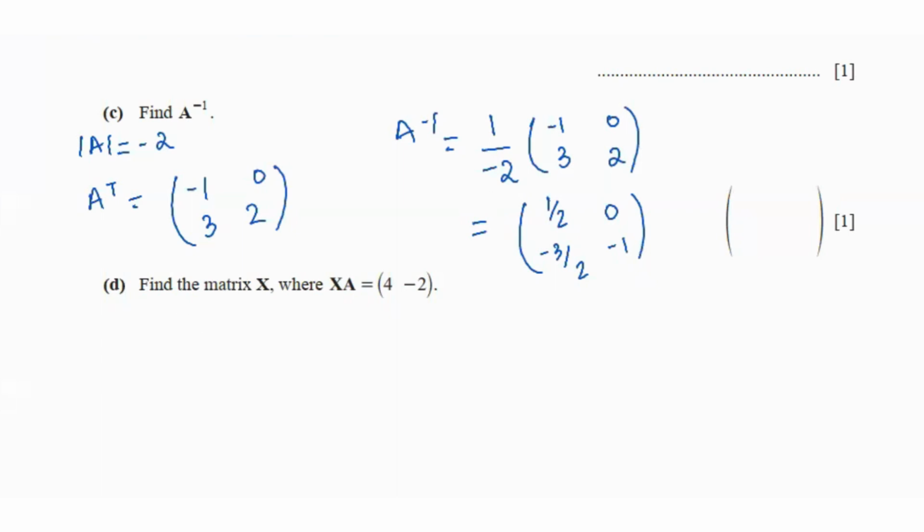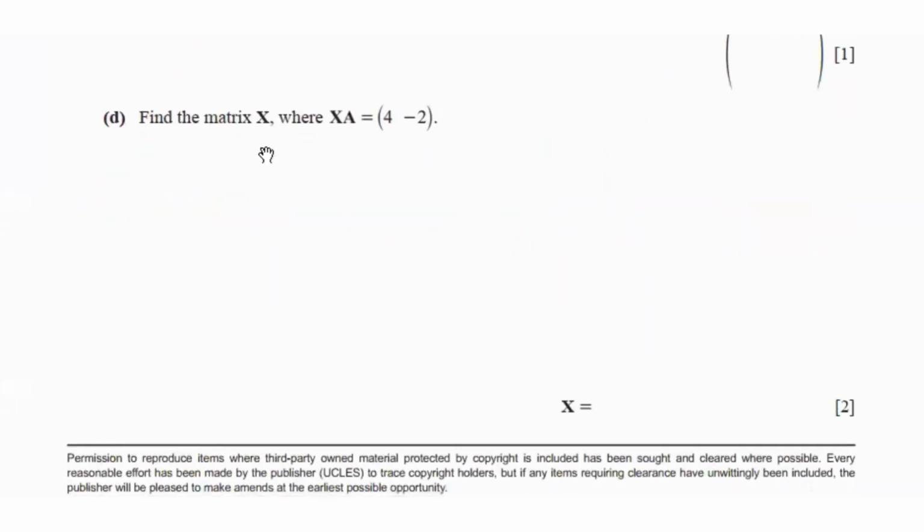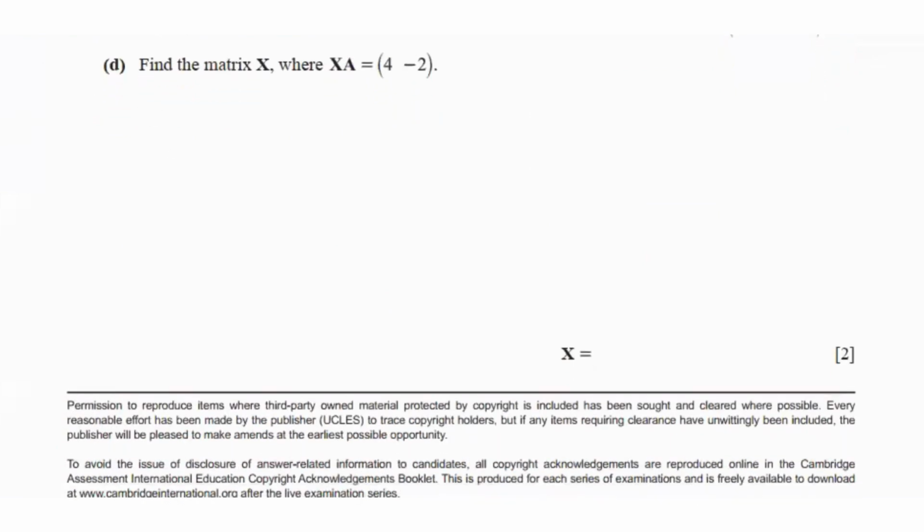Then it says, find the matrix X when X times A equals 4, negative 2. So in part D, they're asking us to find the matrix X. They have told us that X times A equals 4, negative 2. So to make X the subject, we multiply A with A inverse. If we're multiplying A with A inverse over here, that means A inverse will come over here as well on the right-hand side after the matrix.